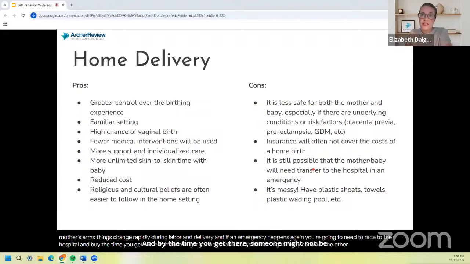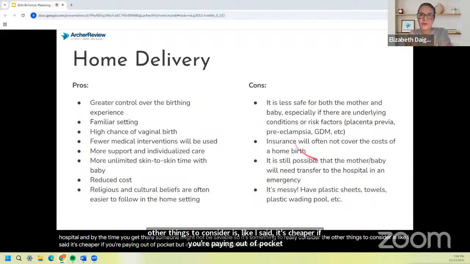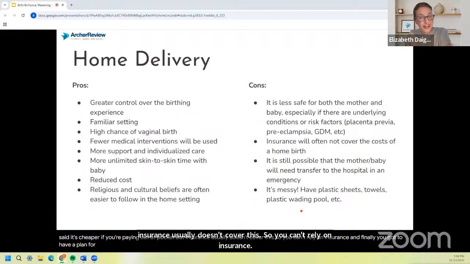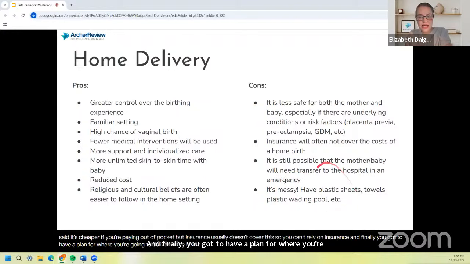The other things to consider is, like I said, it's cheaper if you're paying out of pocket, but insurance usually doesn't cover this. So you can't rely on insurance. And finally, you've got to have a plan for where you're going to deliver in the home, because it can definitely be messy as well.